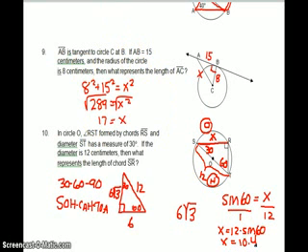If we plug 6 square root of 3 into that, same answer. So there's your answer either way you choose to do it.